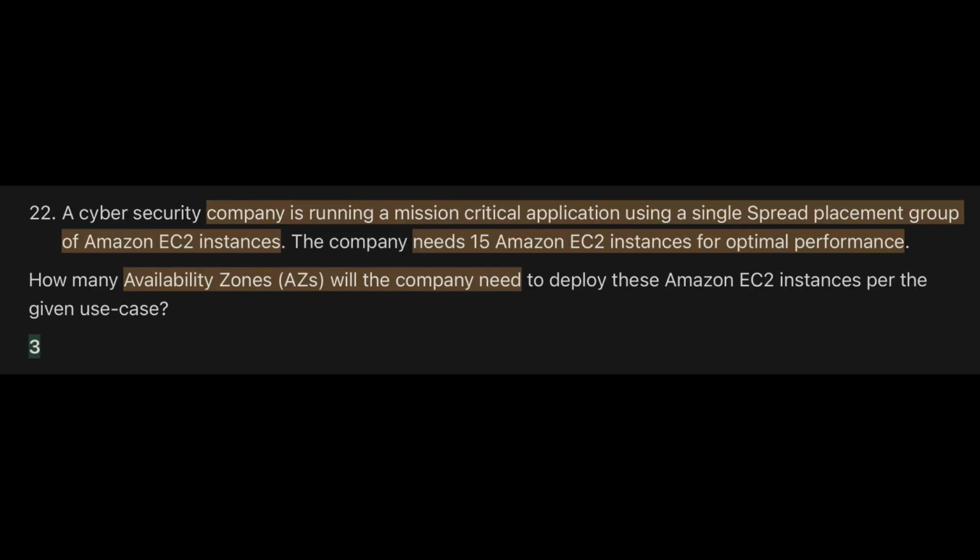Now let's say a company is running a mission critical application using a single spread placement group of Amazon EC2 instances, and they need 15 Amazon EC2 instances for optimal performance. So how many availability zones will the company need? Well, in this case, just 3.